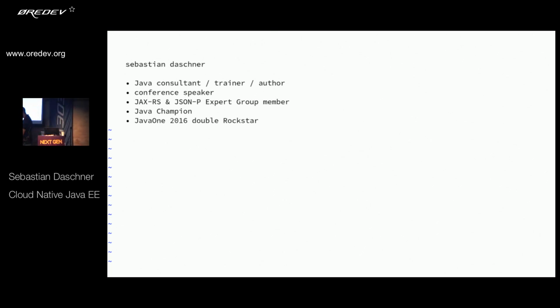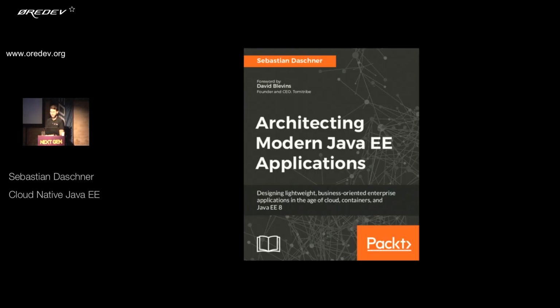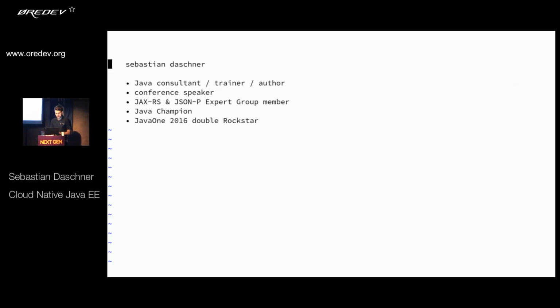I'm a consultant, a trainer, and also an author because I recently wrote a book on pretty much that topic: how to architect modern Java EE applications, modern as in applications that are lightweight, business-oriented and run on cloud and container technology, using the latest Java EE standards. While I do all kinds of Java things, I am proud that I can help to evolve the future of Java Enterprise in expert groups and so on. So I'm happy that I can be here.